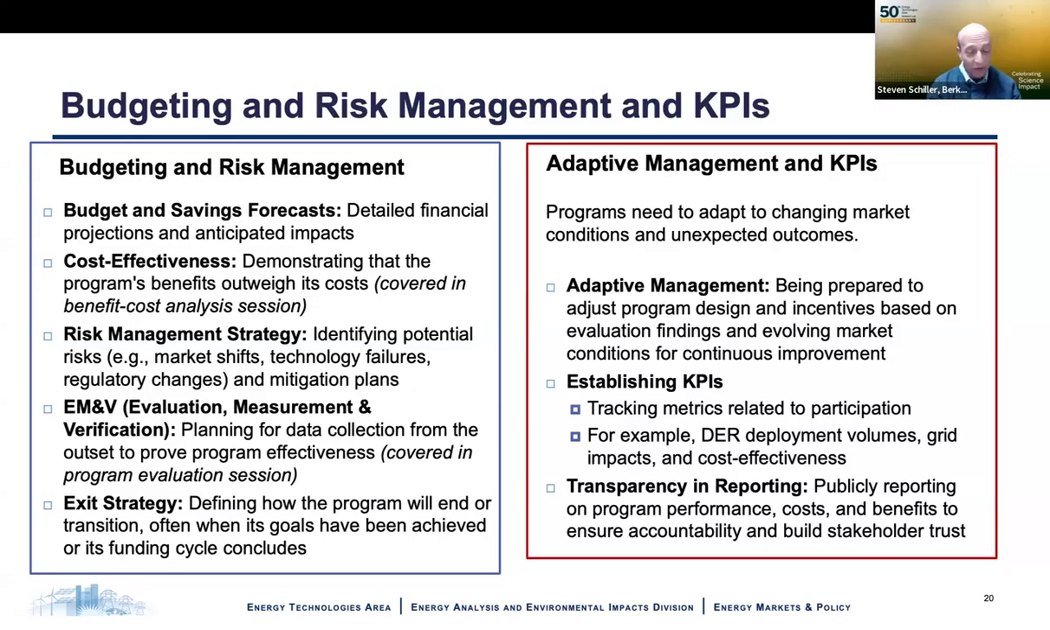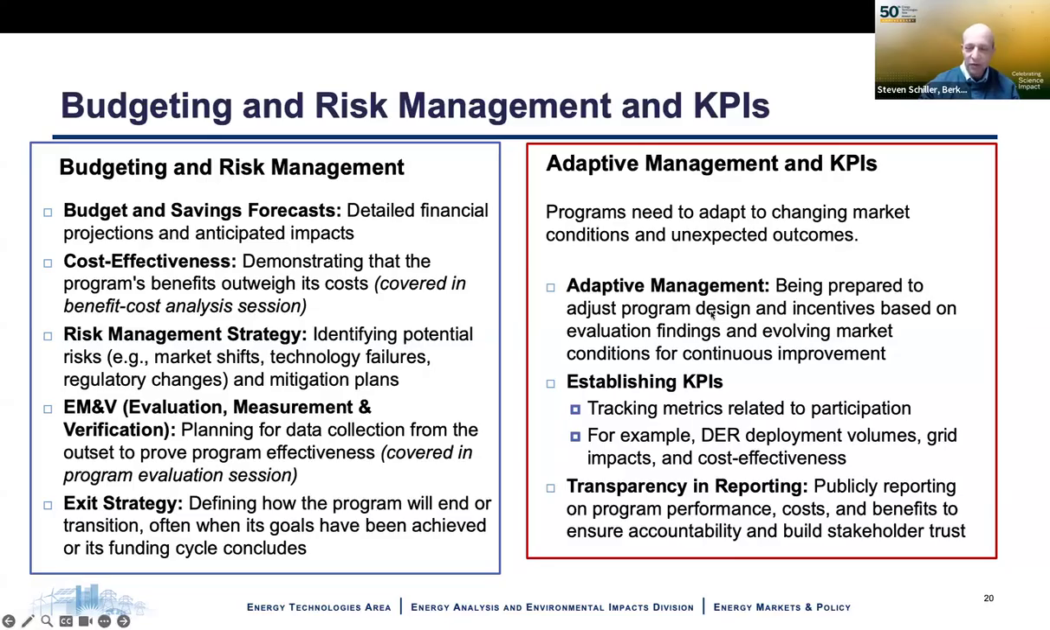And then it's nice to have an exit strategy. Something that we all know is sometimes forgotten is, what is the end point? When we get to this point, how do we end this program in a sound manner? And when I'm talking about risk management strategy, another way to think about that is adaptive management and having your key performance indicators, your KPIs, and being prepared to adjust the program based on what you find.